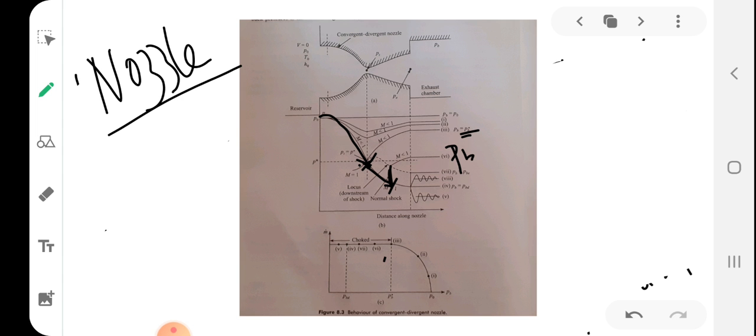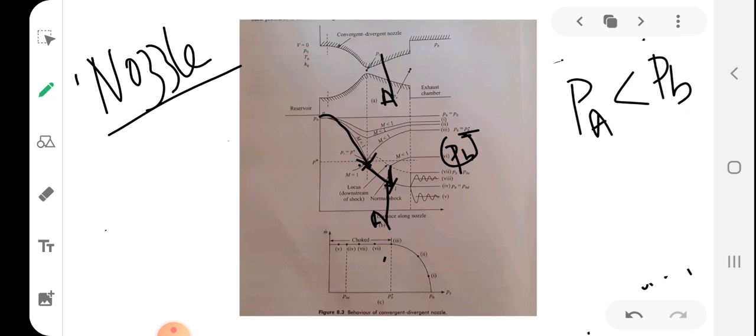A normal shock occurs means a sudden compression wavefront. Why does this compression wavefront occur? Because the pressure in this passage is lower than the pressure at that particular section, let me put it as A. So this is section A. So PA is less than PB. Yes, you can see PB is higher than PA.